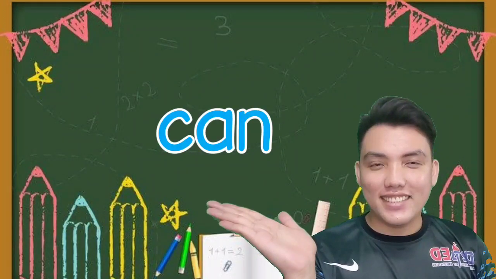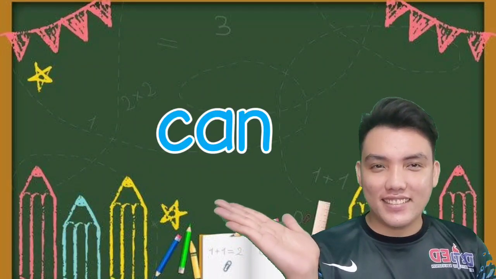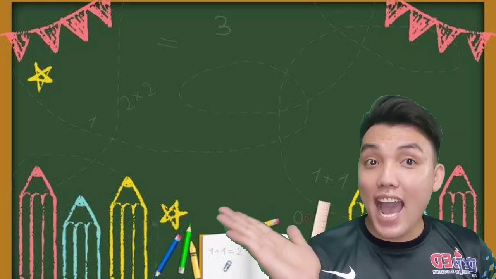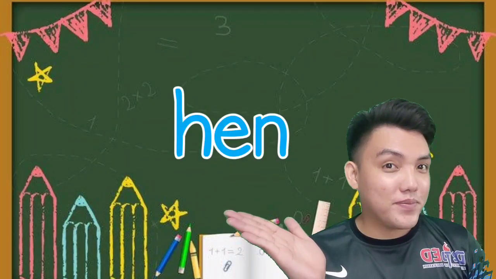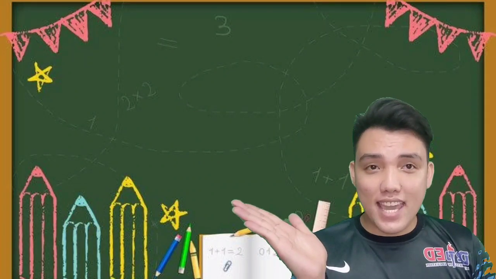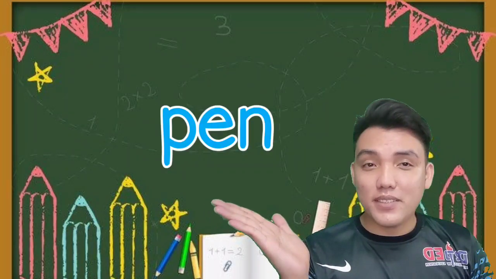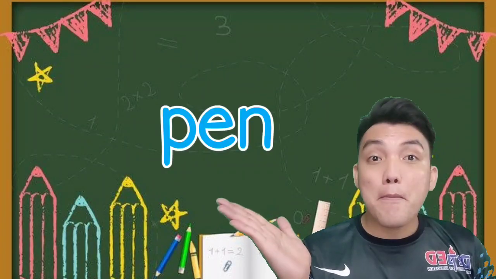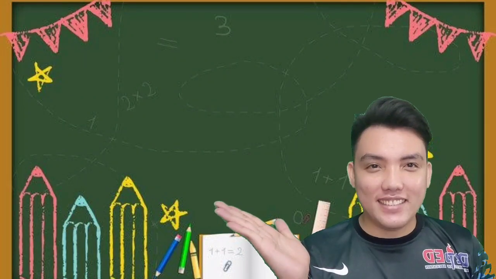Second word. Brilliant. Can. Once again, can. Next word. Very good. Hen. Once again, hen. Next word. Very good. Pen. Once again, pen.